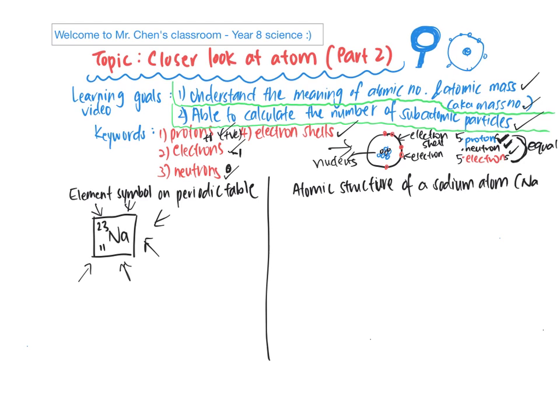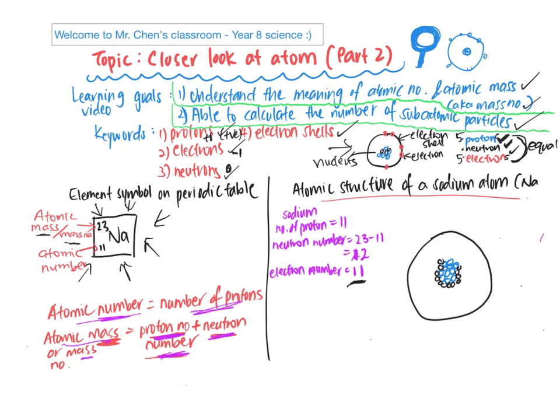What that actually means is, let's start at the smaller number. The one at the bottom represents the atomic number, and the one at the top is what we call atomic mass or mass number. You can call either one of them. So what does this mean?